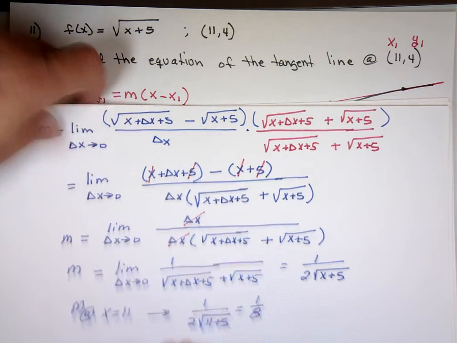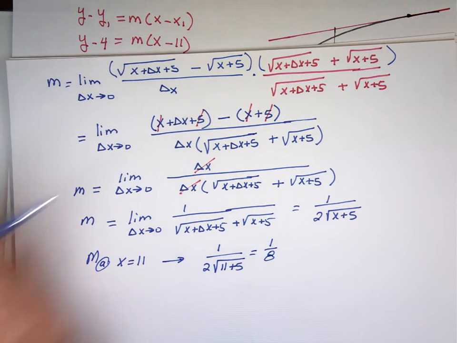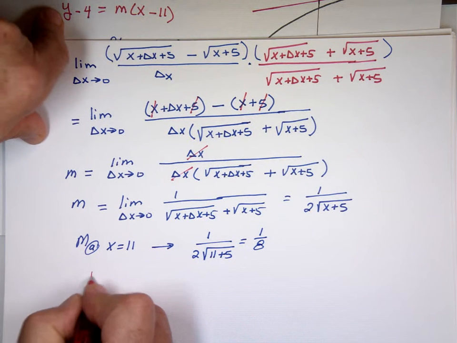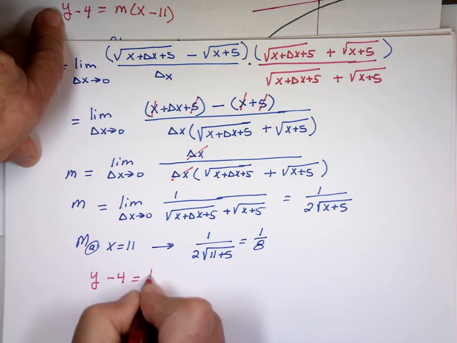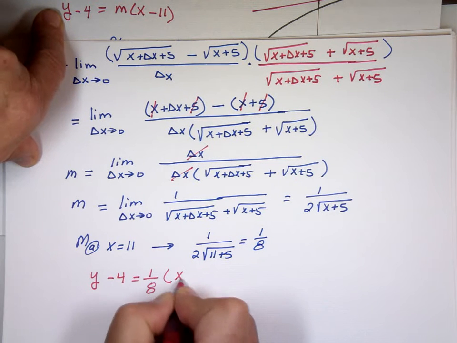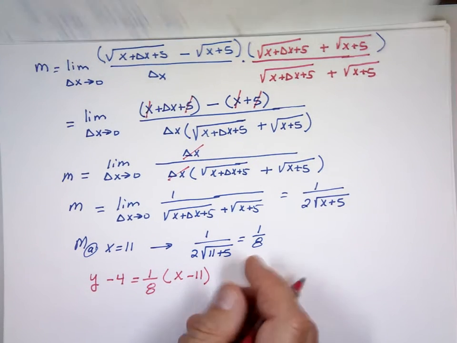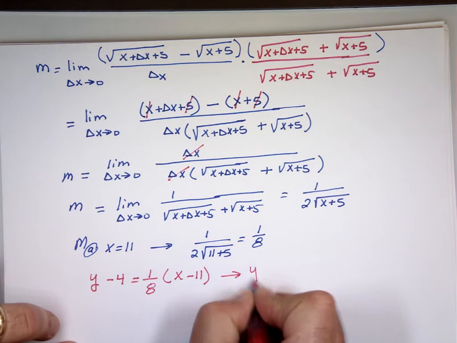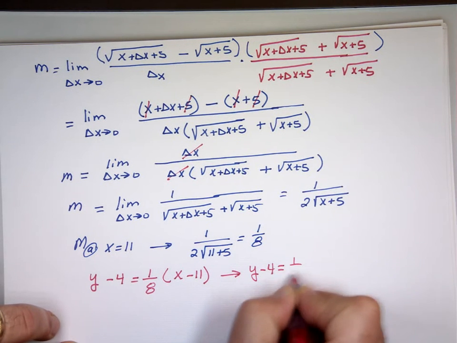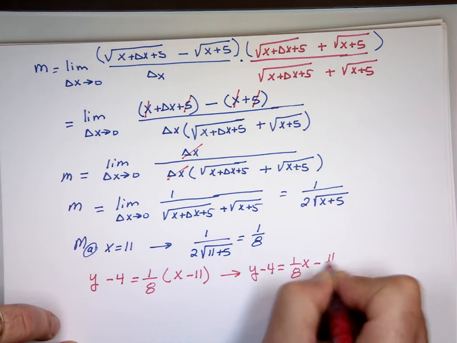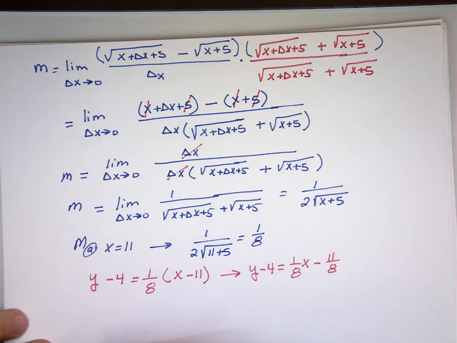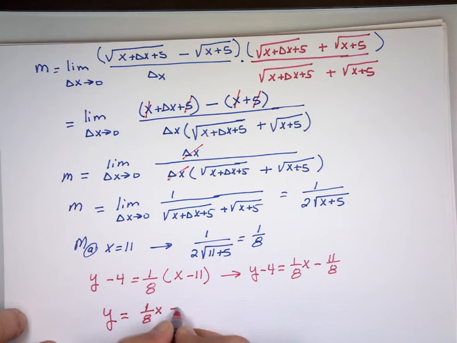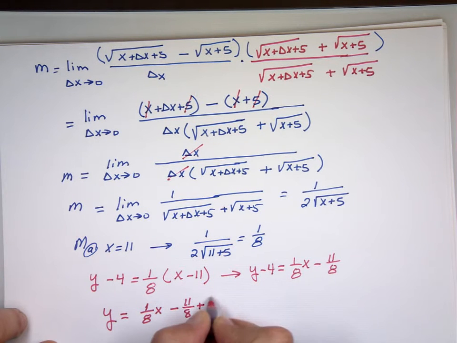Once I have my slope, I'll come back to this and I'll plug it in, then I'm done. Go back to this one. What's the equation of my line? Y minus 4 equals 1/8 times x minus 11. I just got to clean that. Y minus 4 equals 1/8 x minus 11 over 8. Take the minus 4 there, becomes a plus 4. The 4 is 4 over 1.